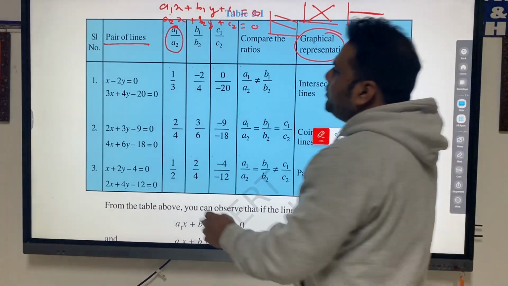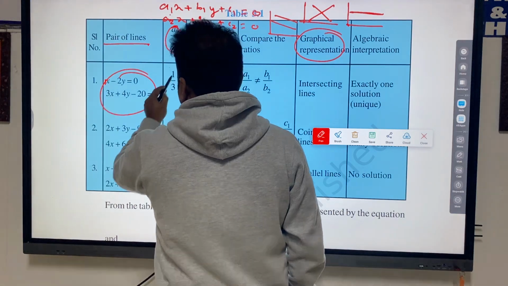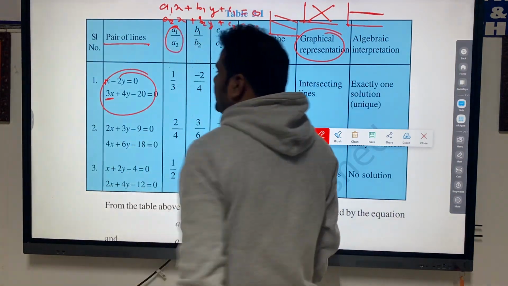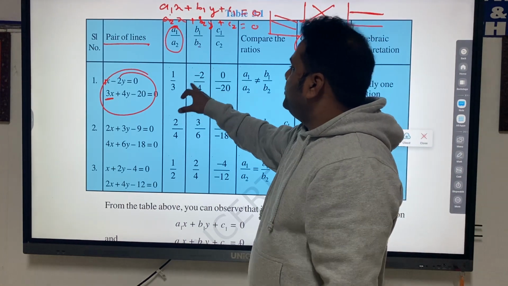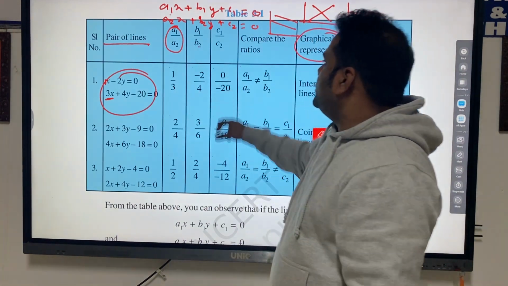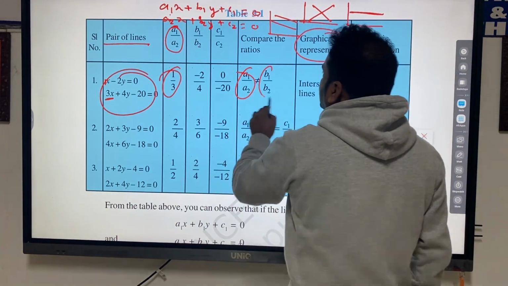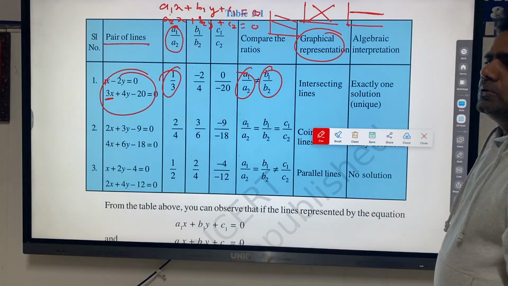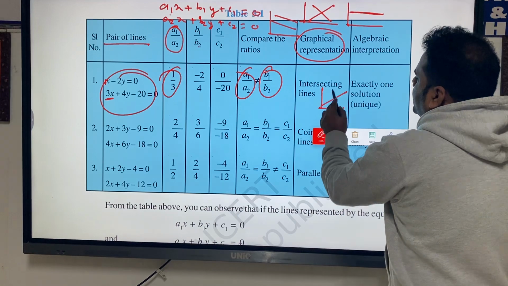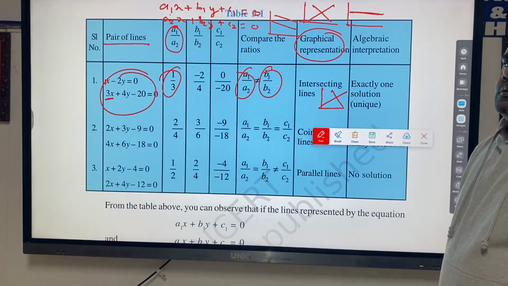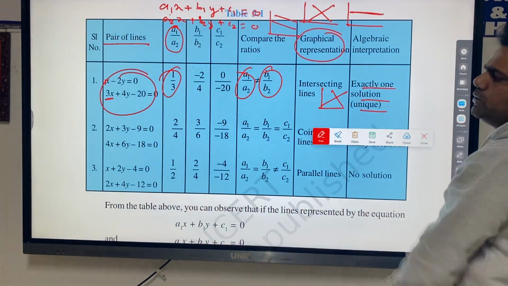So we have an example of pair of linear equations. Here the coefficient of x is 1 and here the coefficient of x is 3. So this is 1 by 3. Here b1 by b2 means minus 2 by 4 and 0 by 3. So a1 by a2 is not equal to b1 by b2. So this condition satisfies that intersecting lines will come like this. Got it? Here exactly one solution, and that is a unique solution.